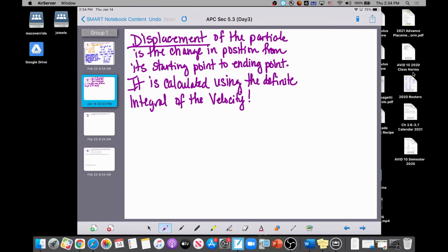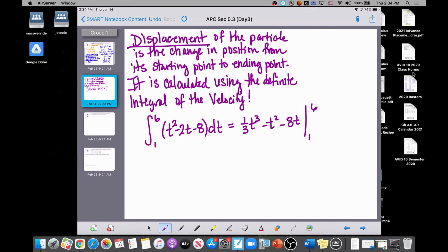So the definite integral of the velocity is going to be the integral from 1 to 6 of our velocity function, which is t squared minus 2t minus 8 dt. So of course, when we integrate that, we already know what we get because that was our position function. That is 1/3 t cubed minus t squared minus 8t, and we're going to evaluate this from 1 to 6.